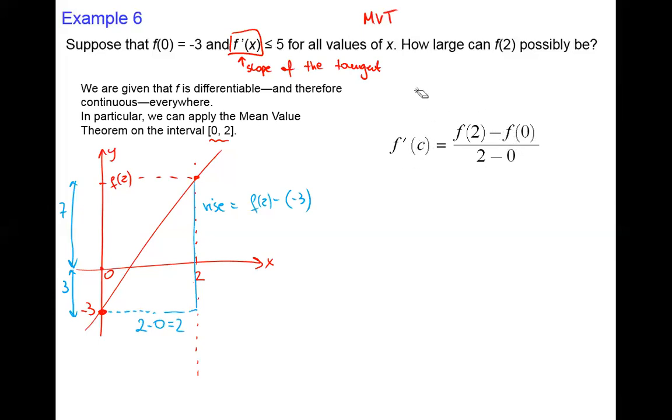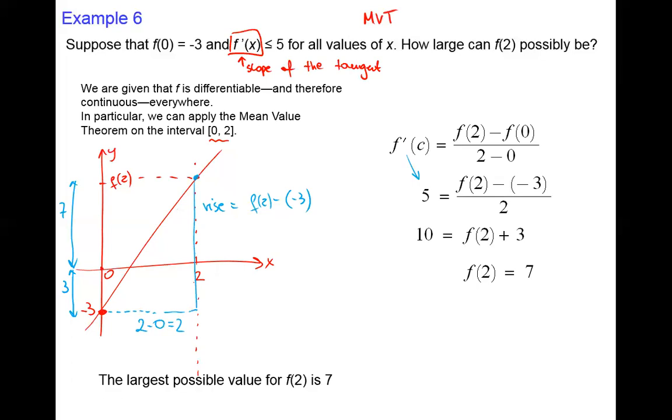And then the derivative, okay? That means the maximum value of the derivative is 5. That means we're looking for the value of 2 with the slope 5. That's the scenario that I just drew. Multiplying by 2, subtracting. That means the maximum value for 2 is 7. Could be lower, of course, because the derivative could be less than 5, but 7 is the maximum, okay? The largest possible value. Really nice question. I like this type of questions.